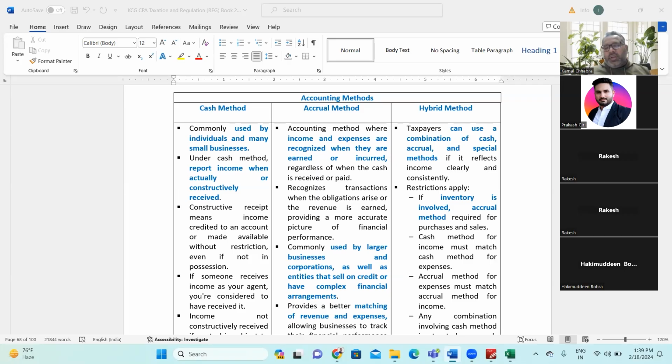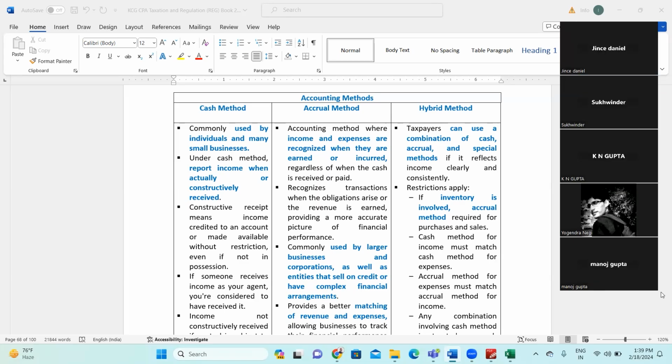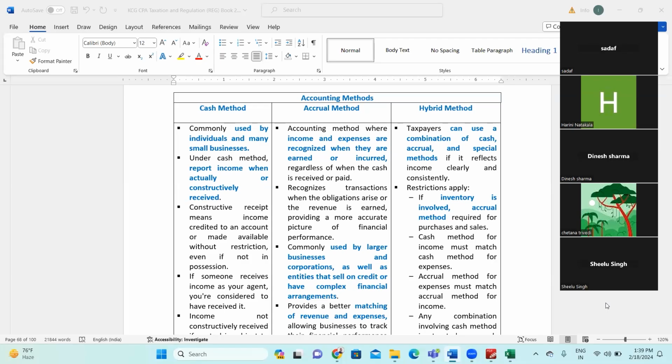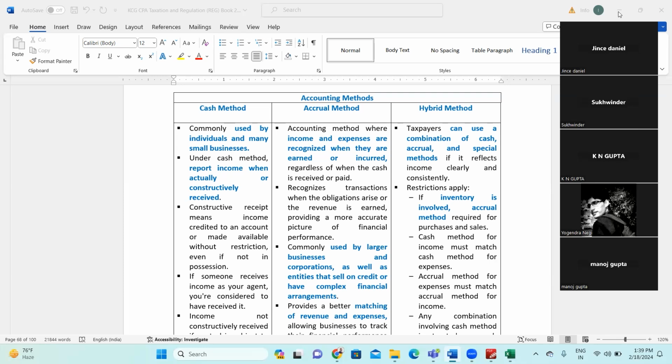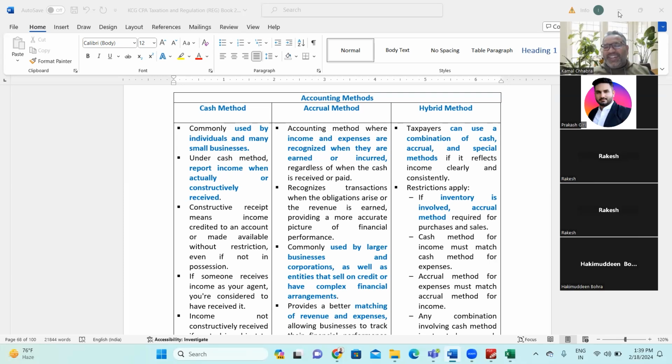Anyone else would like to add something? Prakash, Kimudin, Sukhwinder, Daniel, Yogender, Manoj, anything you guys would like to add? In a virtual class, it's very difficult.